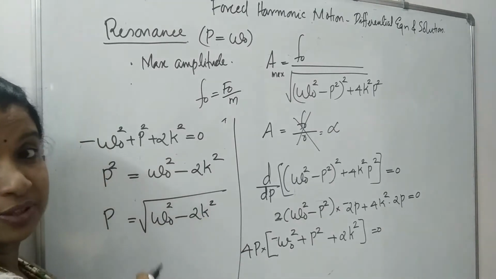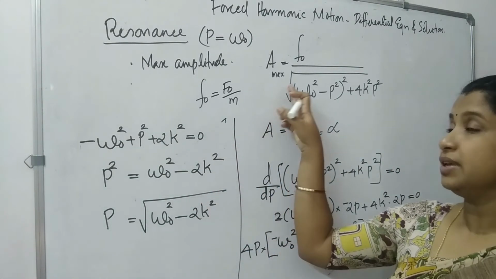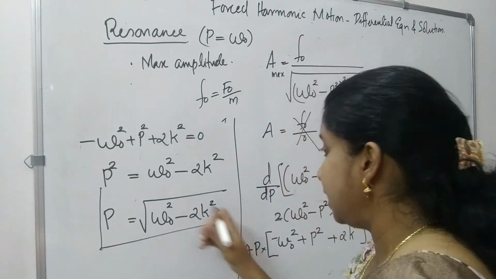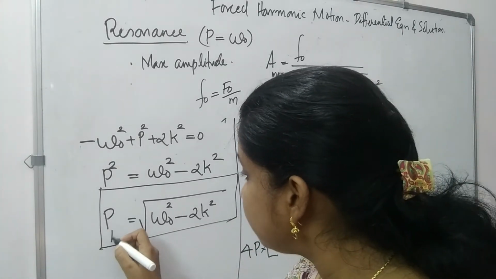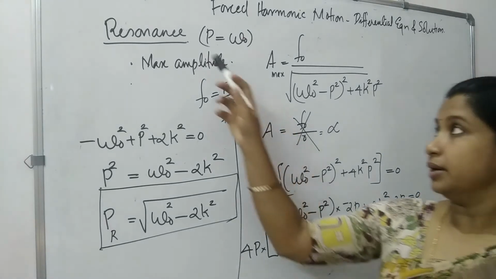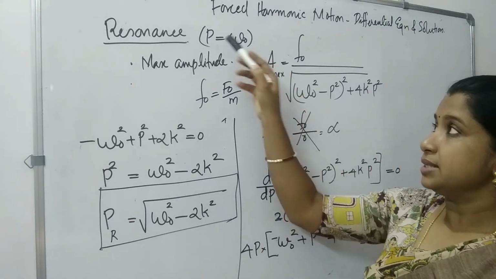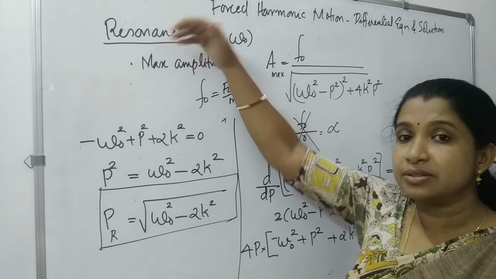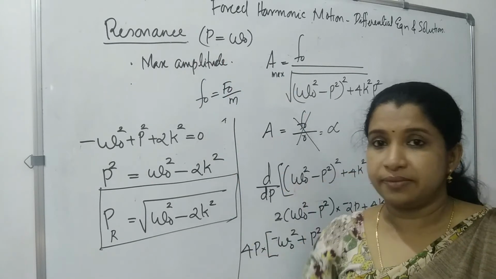So what is the importance of this p? At this particular frequency alone, the body oscillates with maximum amplitude. So this is the condition for the frequency at which the body oscillates with maximum amplitude, and this frequency is called the resonant frequency. So resonance means matching of frequency. Two frequencies become equal, that is, the external frequency becomes equal to the natural frequency. So it is a special case of forced harmonic motion. Under this condition, the body oscillates with maximum amplitude.